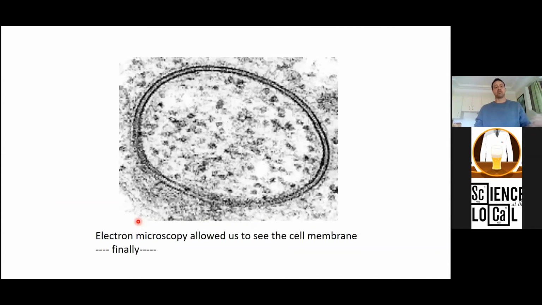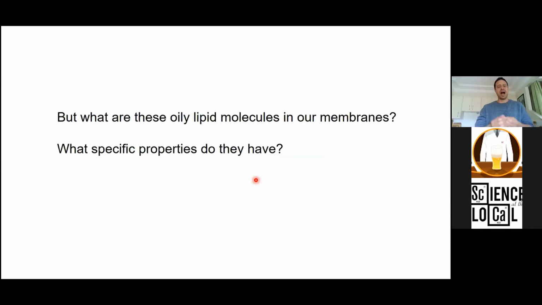And electron microscopy finally confirmed this sort of stuff. There is a membrane around cells that's keeping stuff in. But electron microscopy, though, still can't tell you if it's a bilayer or not. That could just be one layer, for instance. It could be three. But the early experiments seem to suggest it was a bilayer. But what are these oily lipid molecules that make up our membranes, and what specific properties do they have?